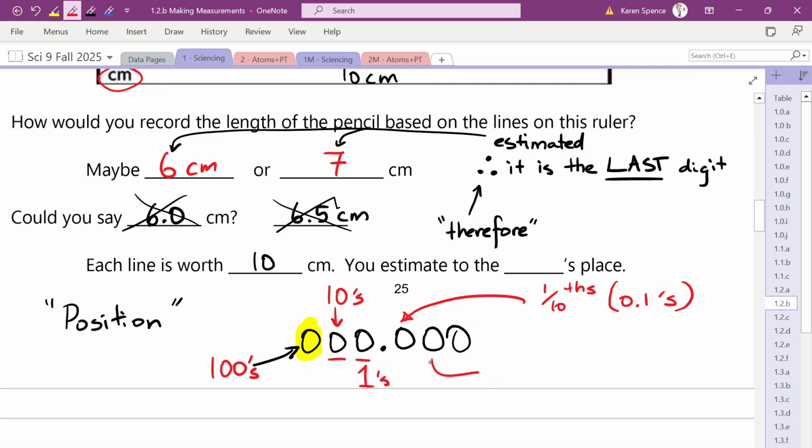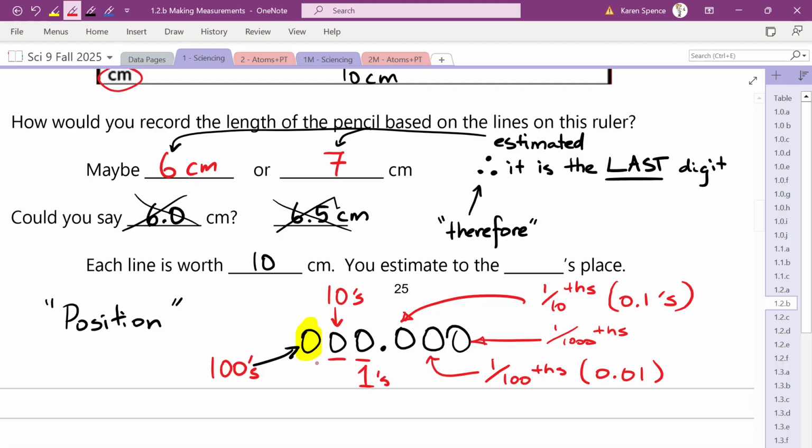And then we have 2 places after the decimal. What's that one? Those are our hundredths. And then our final one here would be the 1/1000ths. Thousandths. That's too many in a row. That's crazy. Okay, so we have our thousandths place. So whatever your lines are worth, you go one more position than that.